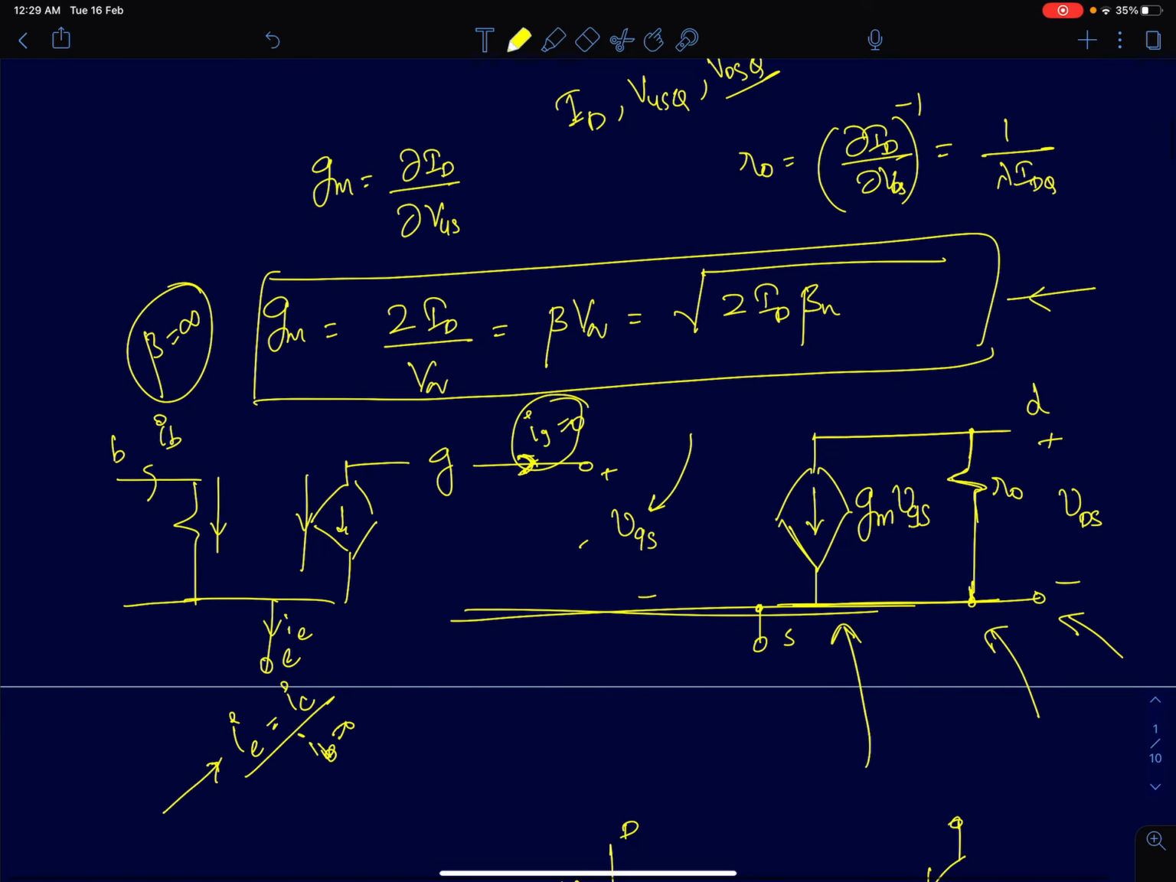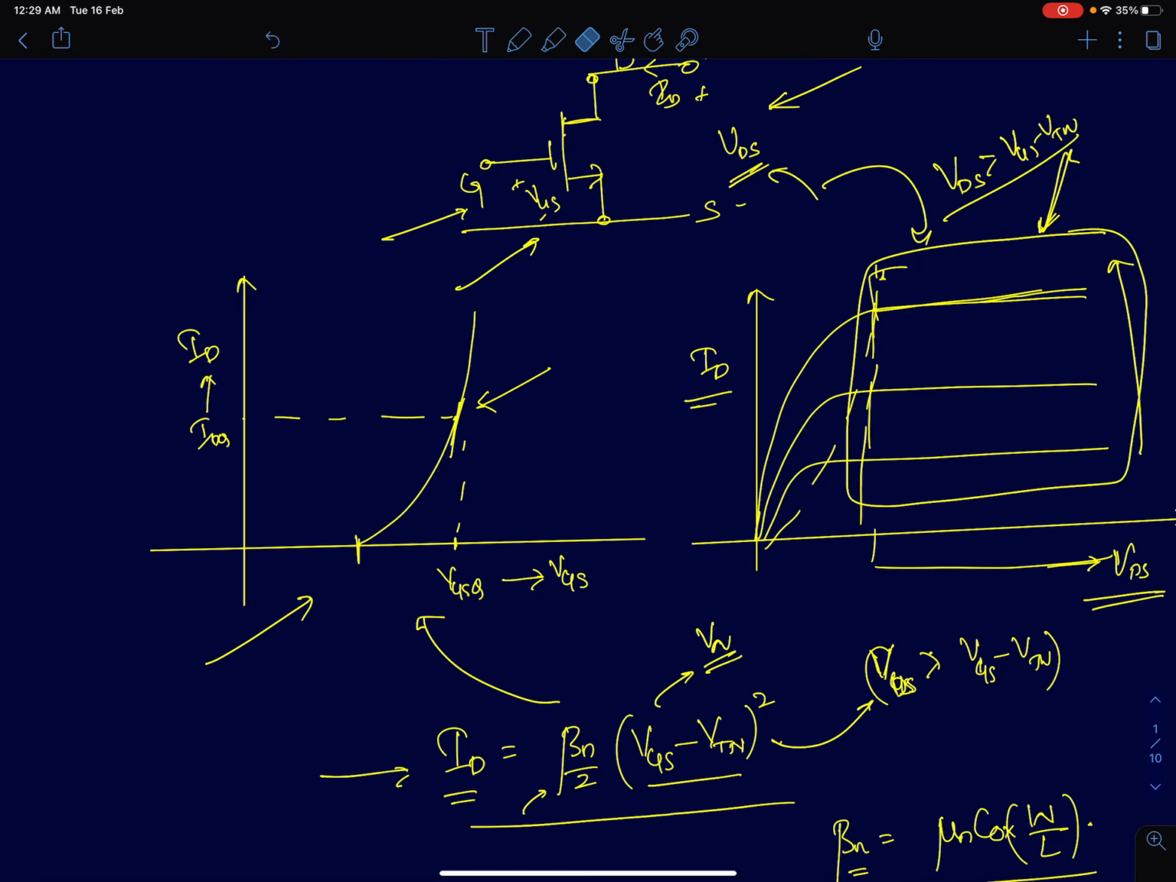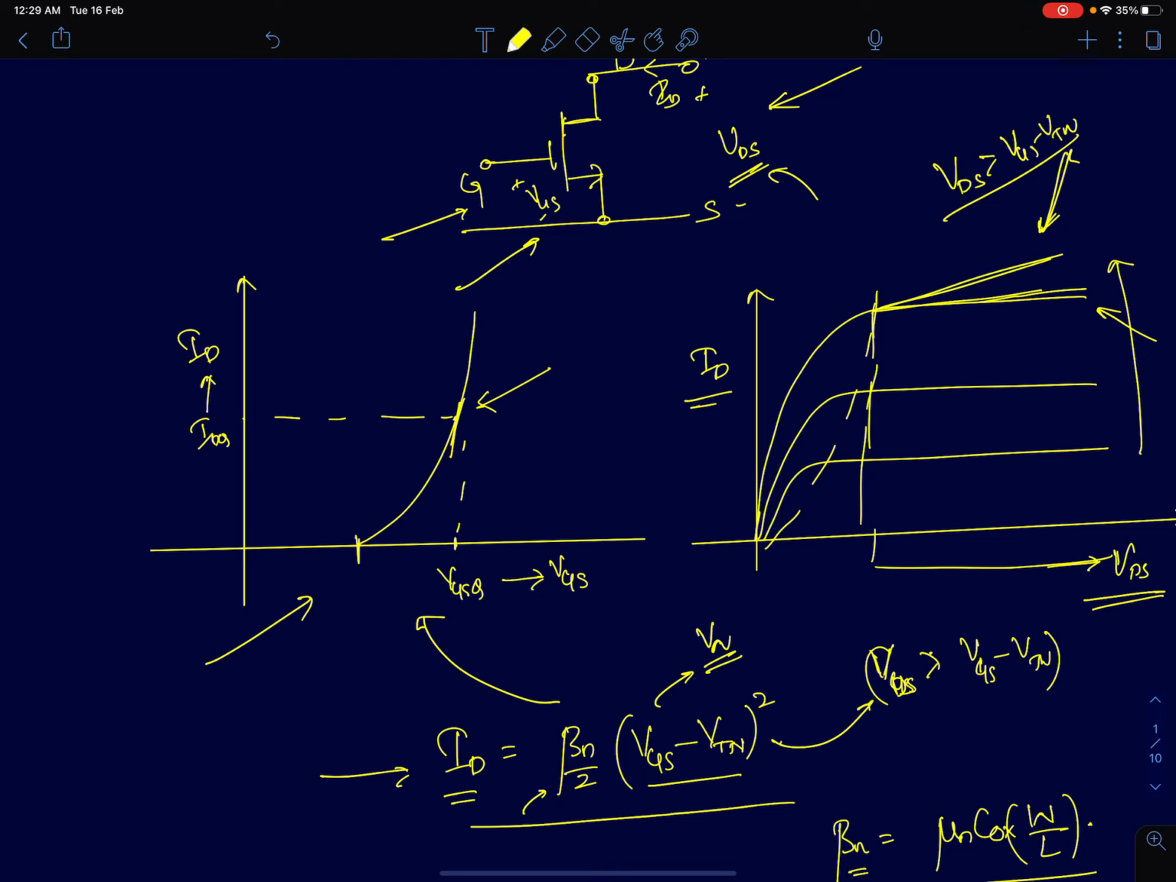And the third important parameter we discussed in the last class is R naught. We said that in the saturation region, the drain current actually increases gradually as you increase your drain to source voltage. We introduced a term called the channel length modulation parameter lambda, and we said the slope in this region is called GDS, which is dou ID upon dou VDS, which was equal to lambda times the quiescent drain current. And we said R naught, the output resistance when the device is in saturation, is given by 1 by GDS, which is 1 by lambda IDQ.